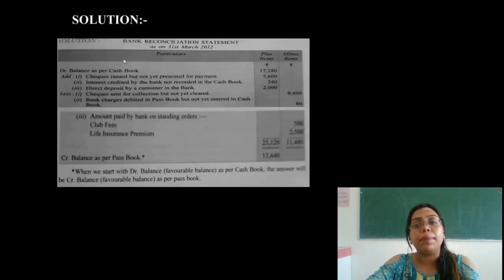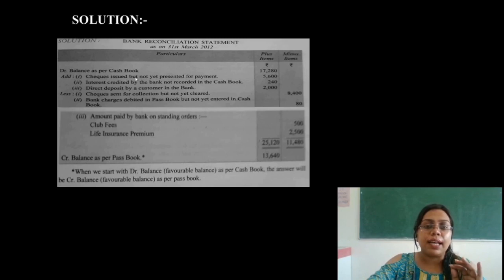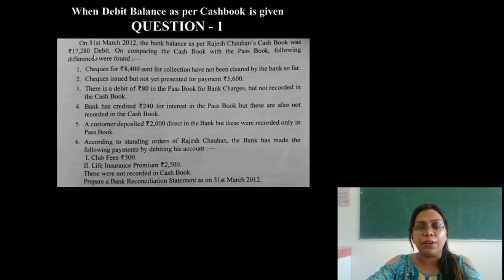If we are talking about debit balance as per cash book, it means we have enough amount in our account, so it will be written on the plus side. If it is credit balance as per cash book, then we have to write the amount in the minus items. So make sure that if we write debit balance as per cash book, the amount has to be written in the plus column. So in the plus column we will write 17,280, which is given in the question itself.